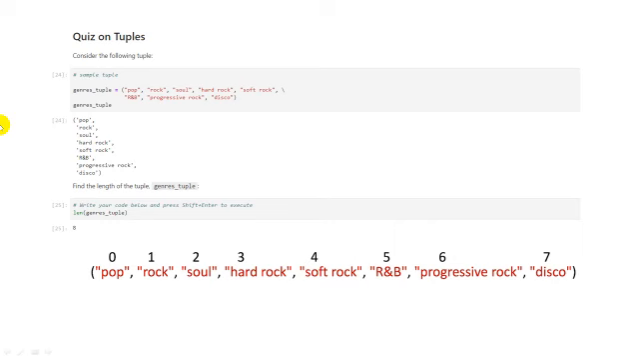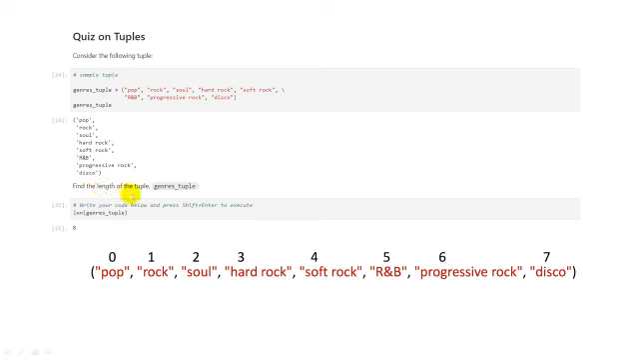Now a quiz on the tuple, which is already in the lab, but I'm going to solve it for you. It's not like a formal quiz, but it's already given in your lab. So genres underscore tuple: they have created a genres tuple, referring to the musical dataset album given in the lab. It has pop, rock, soul, hard rock, soft rock, R&B, progressive rock, and disco. The slash is just to show that I am writing in the next line. If you enter genre tuple, you will get this tuple: pop, rock, soul.